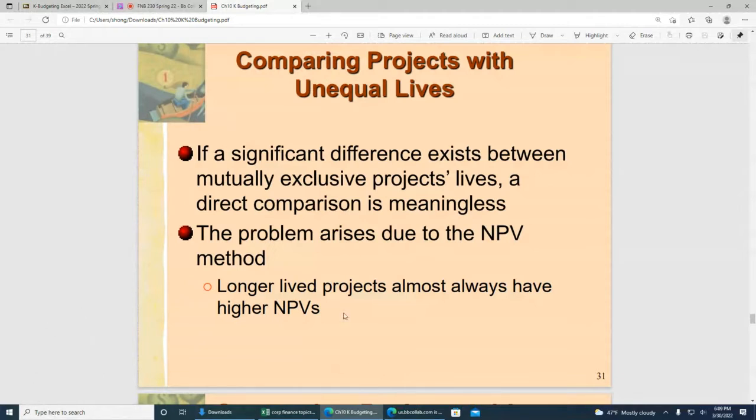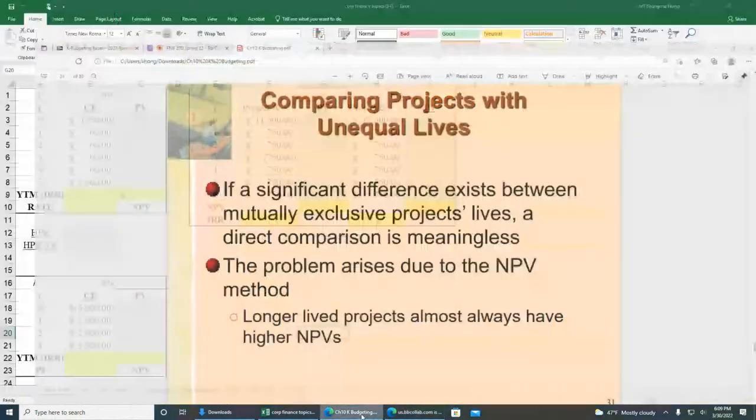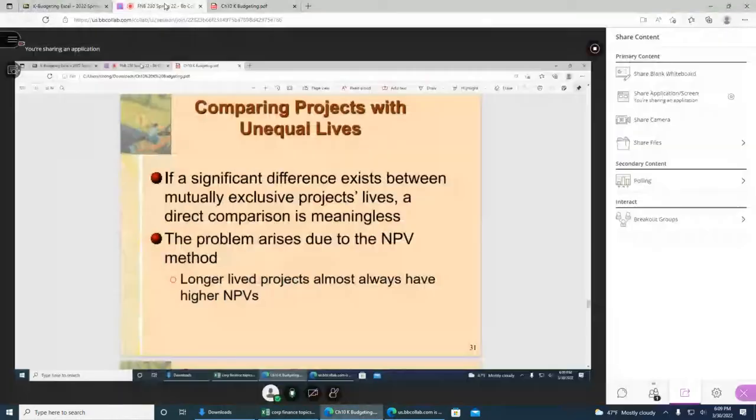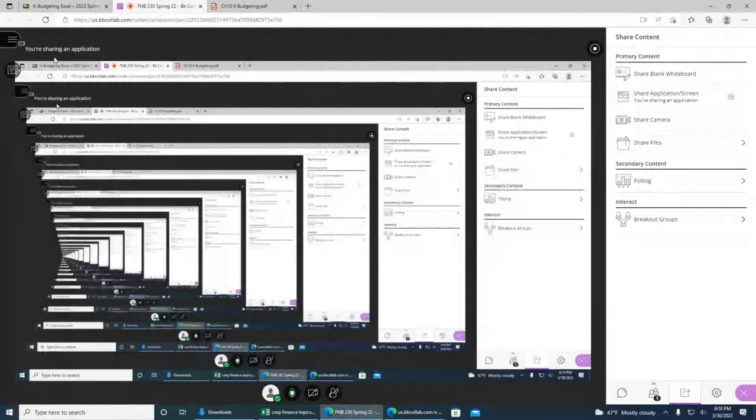lifespans. So if a significant difference exists between mutually exclusive projects' lives, a direct comparison, wait a minute, am I recording? I believe this is being recorded.